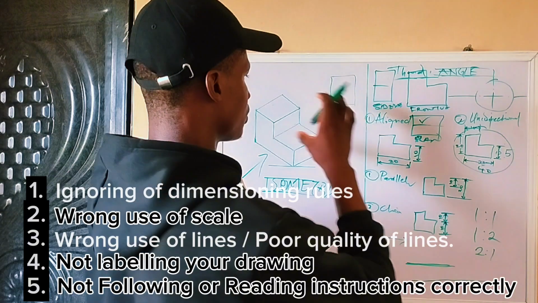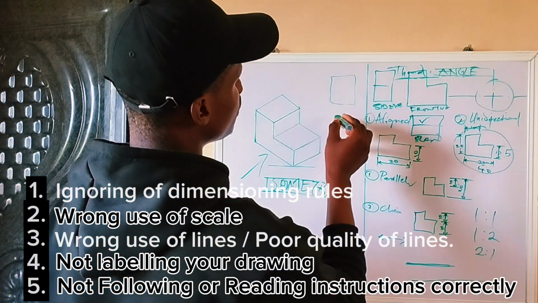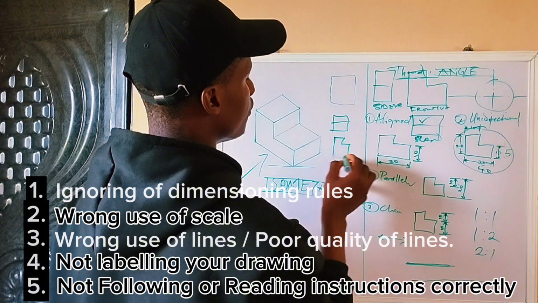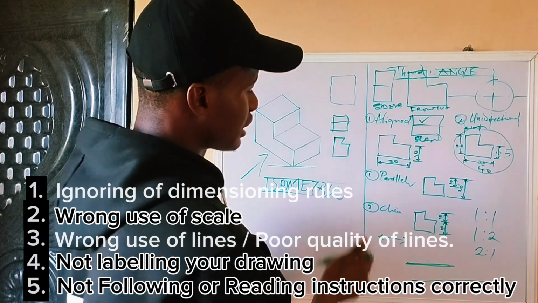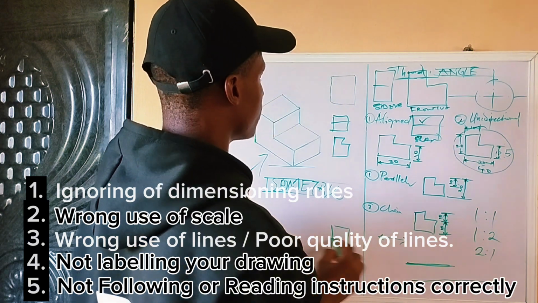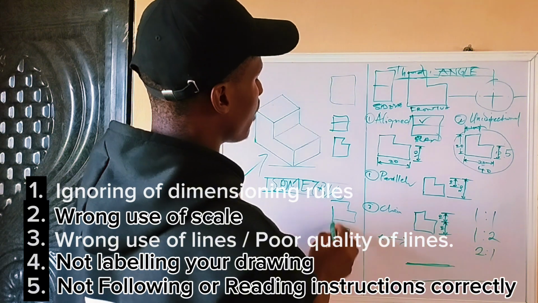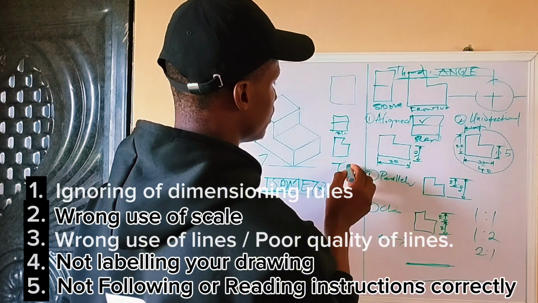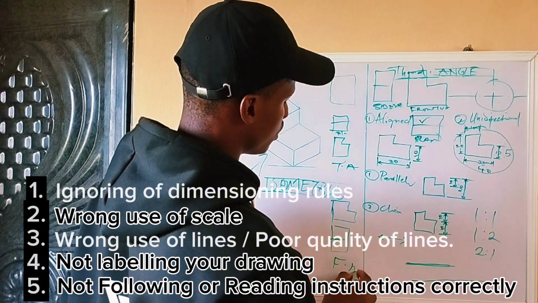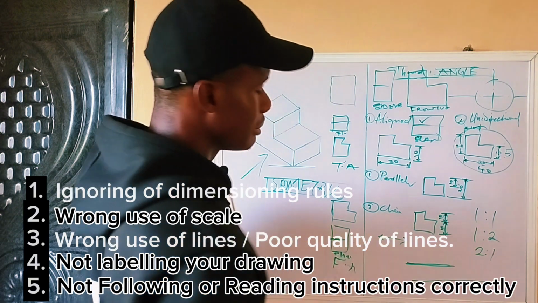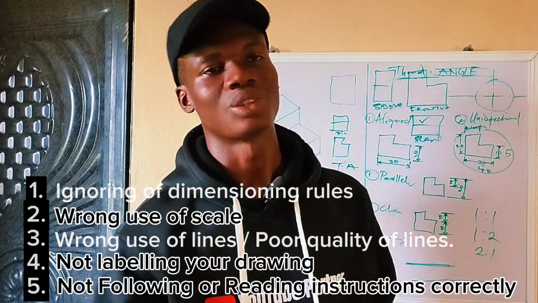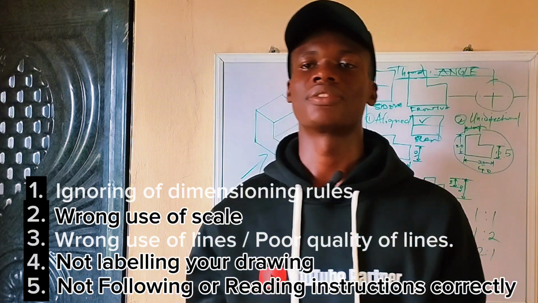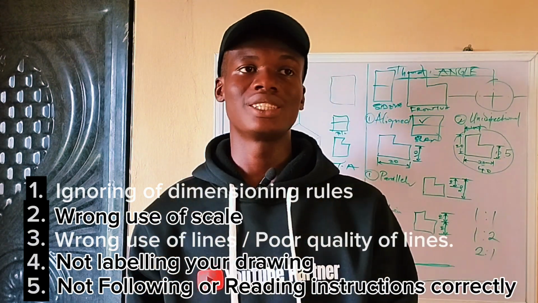So imagine you're asked to draw the third angle projection of this. Definitely you know that the plan is going to be above the front view, and you know that if you are given the first angle projection, the plan is going to be beneath the front view. This is the third angle, and this is the first angle. Just imagine you drew it the other way around. What do you expect the lecturer to give you? Virtually nothing, because you did not follow what he asked you to draw. You drew exactly a different thing from what he asked you to draw. So that's the main reason why most students fail.